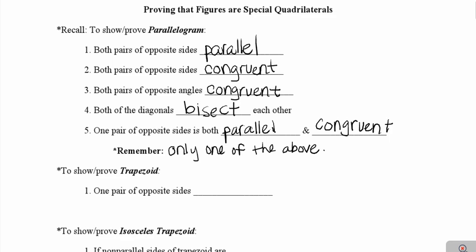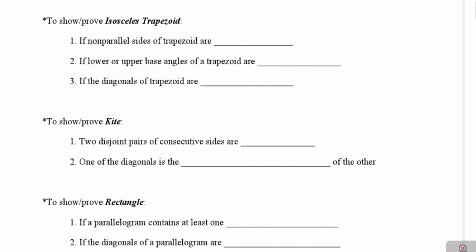Okay, moving on. To prove that something is a trapezoid, the only thing that we know about a trapezoid is that one pair of opposite sides is parallel. So that's all you need in order to prove that something is a trapezoid. For an isosceles trapezoid, you would need to first know that it is a trapezoid, so it has one pair of opposite sides that's parallel.